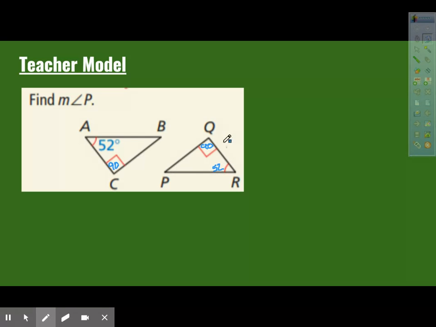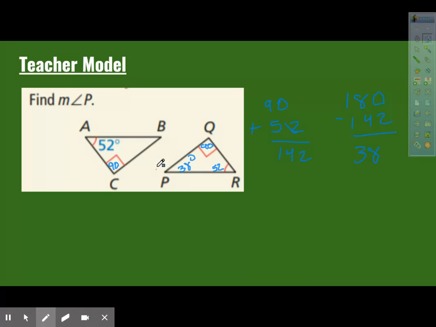And then we used our math, knowing that all three of these add up to 180. So 90 plus 52 is 142. And 180 minus 142 is 38. So therefore, angle P is 38 degrees.